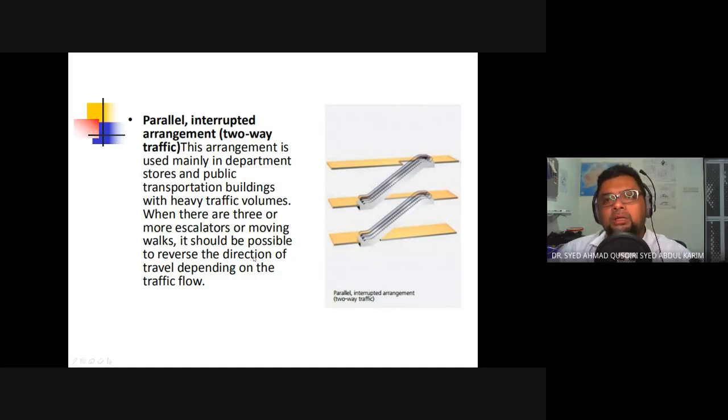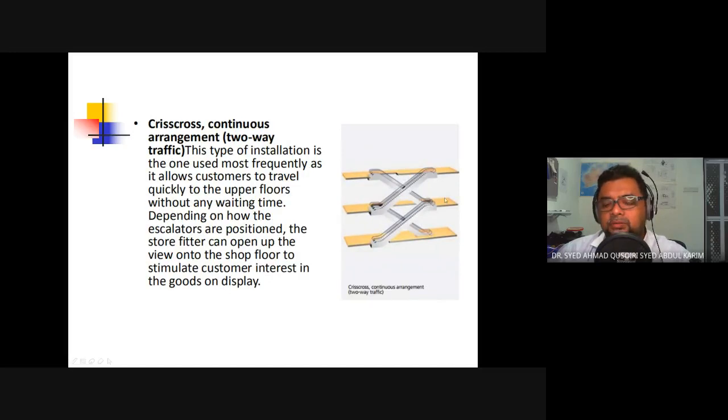So it's an annoyance maybe for customers to walk to the second escalator, but this can be overcome by the use of the crisscross arrangement.